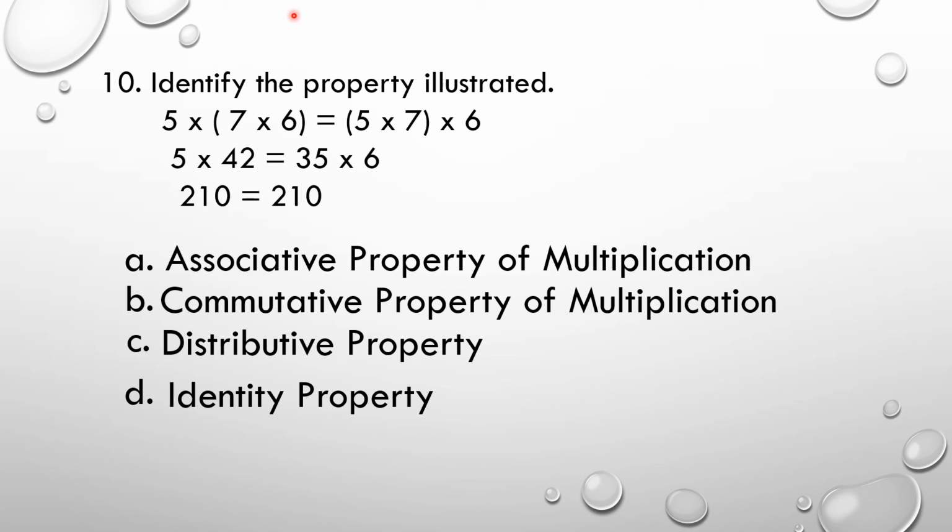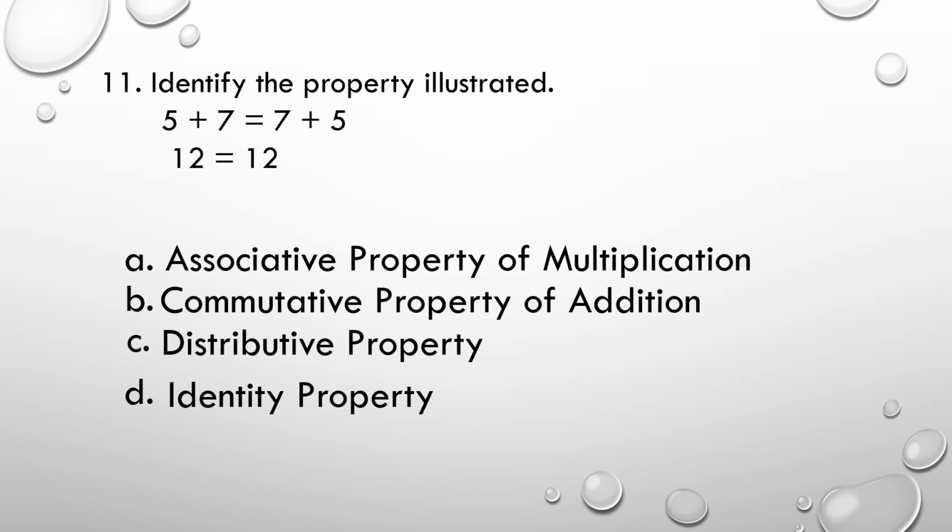Identify the property illustrated here. Look at this one. We have groupings here on this side of the equation, and on the other side we group 5 and 7. It does not affect the equality. This kind of property illustrated is letter A, associative property of multiplication.